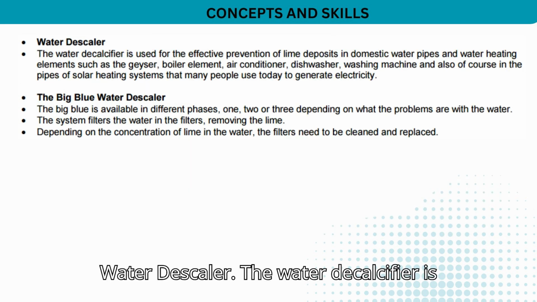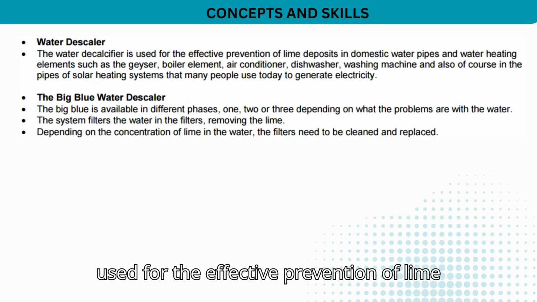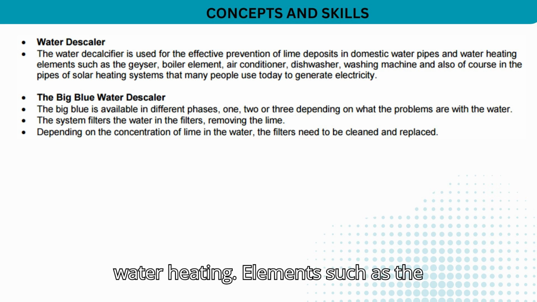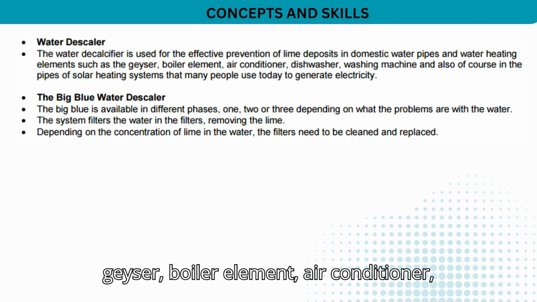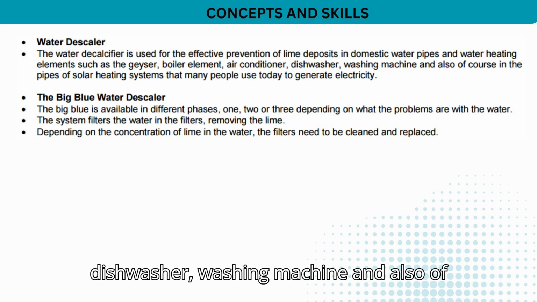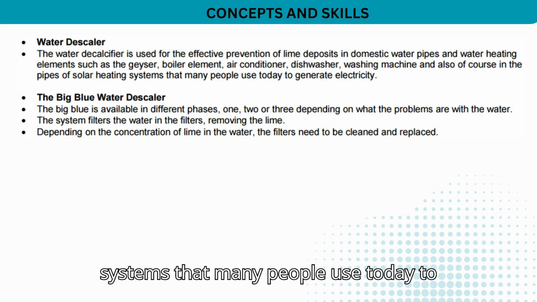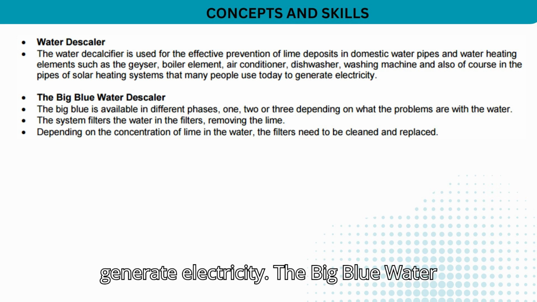Water descaler. The water decalcifier is used for the effective prevention of lime deposits in domestic water pipes and water heating. Elements such as the geyser, boiler element, air conditioner, dishwasher, washing machine, and also of course the pipes of solar heating systems that many people use today to generate electricity.